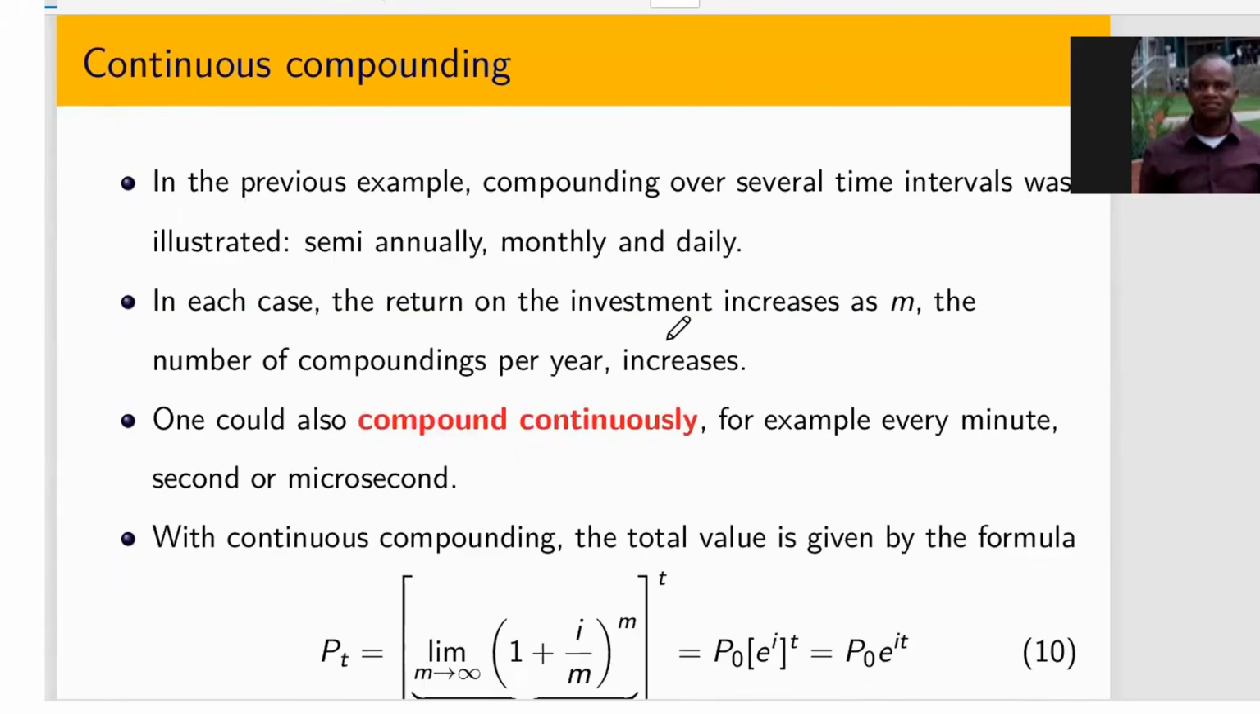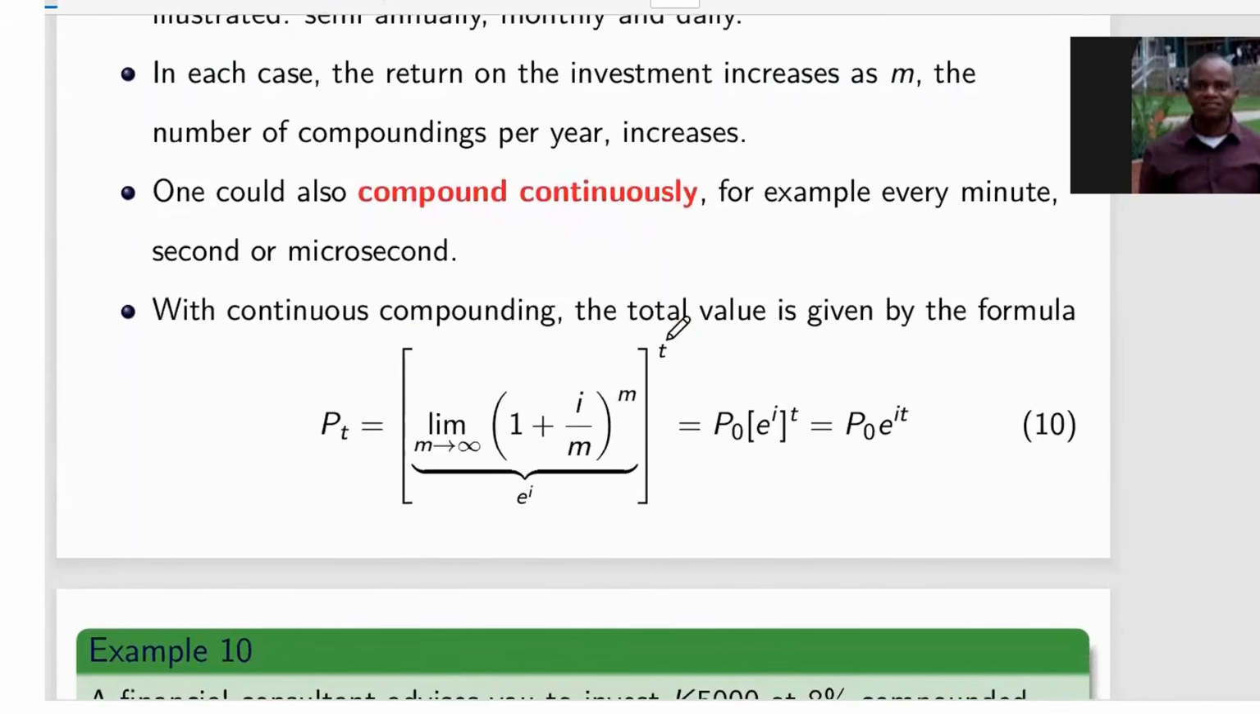Now, when interest is compounded continuously, the formula changes a little bit. So we still use the same formula. If you look at equation number 10, since interest is being compounded continuously, meaning that n is getting larger and larger and larger, as a result we take a limit. As n approaches infinity or a bigger number, this value here approaches e to the power i.